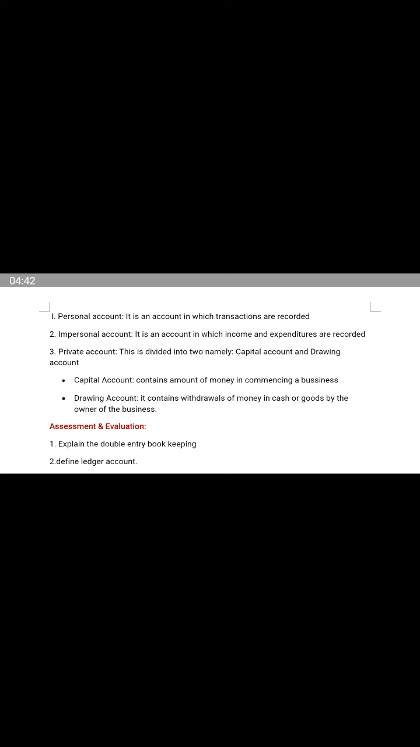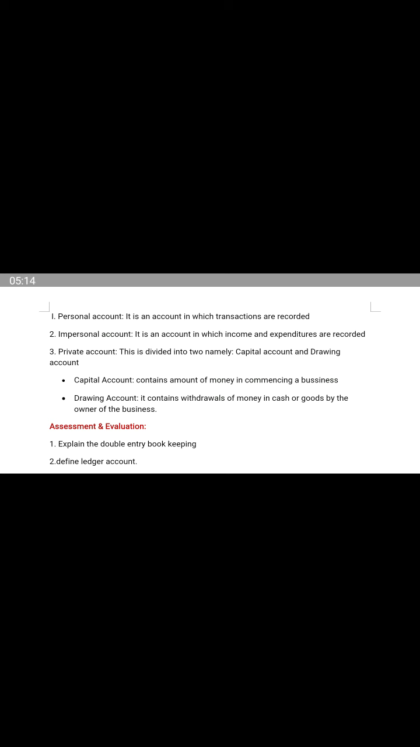Impersonal account. An impersonal account is an account in which income and expenditure are recorded. Impersonal account is subdivided into two. We have the real accounts and the nominal accounts.